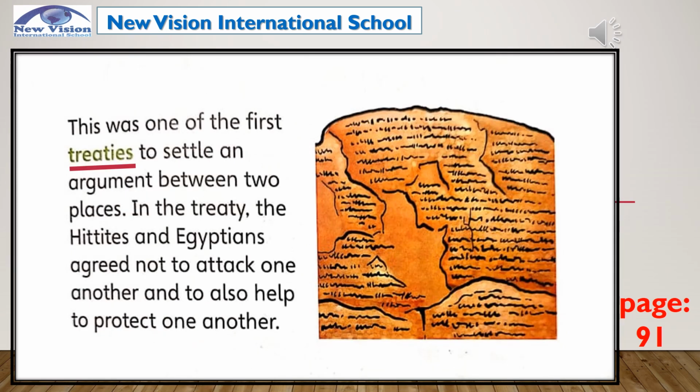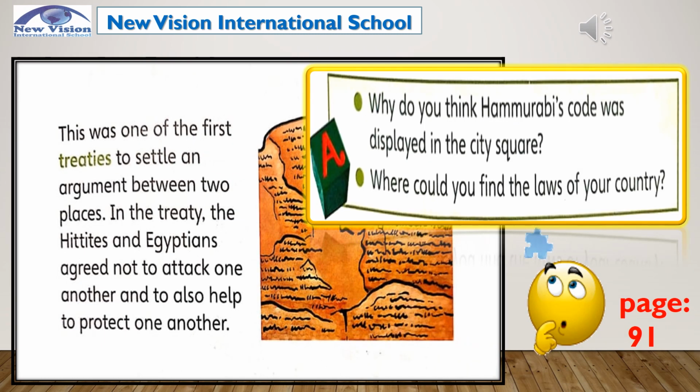This was one of the first treaties to settle an argument between two places. In the treaty, the Hittites and Egyptians agreed not to attack one another and to also help to protect one another. Why do you think Hammurabi's code was displayed in the city square? How about you? Where could you find the laws of your country?